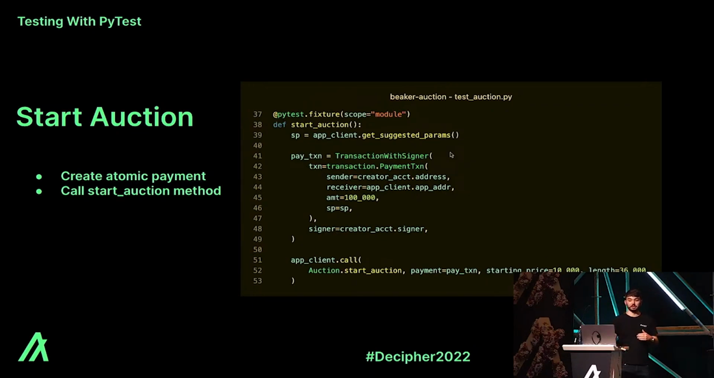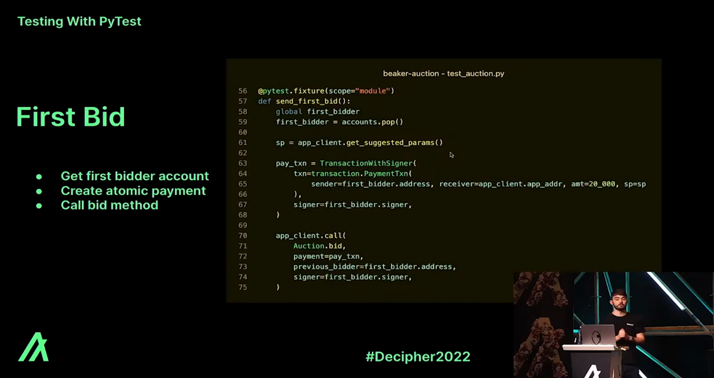And then we're using the SDK to make a transaction and attach a signer to it, and then we just have one line here, appclient.call, where we're specifying we want to call the start auction function. We're specifying our payment argument is going to be that pay transaction we created. We're specifying our starting price is going to be 10,000 microalgo, and our length is going to be 36,000 seconds.